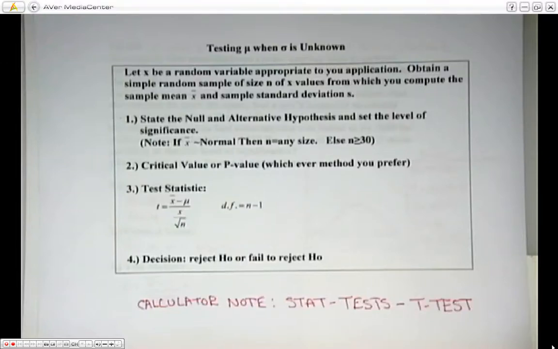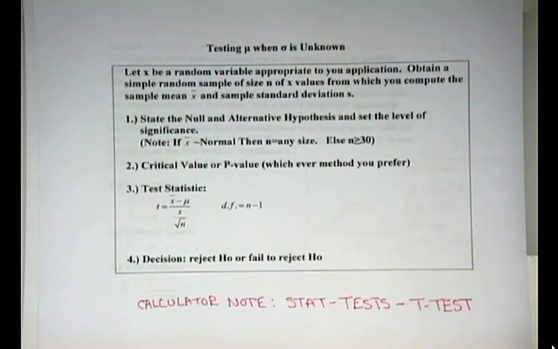Okay, students, so this is on page 98 of the notes. It is hypothesis testing, but now we will be testing the population mean mu when the population standard deviation sigma is unknown. So x will be a random variable that we define. We're going to obtain a simple random sample of size n of x values from which you compute the sample mean and sample standard deviation. Again, sigma will not be given to you.